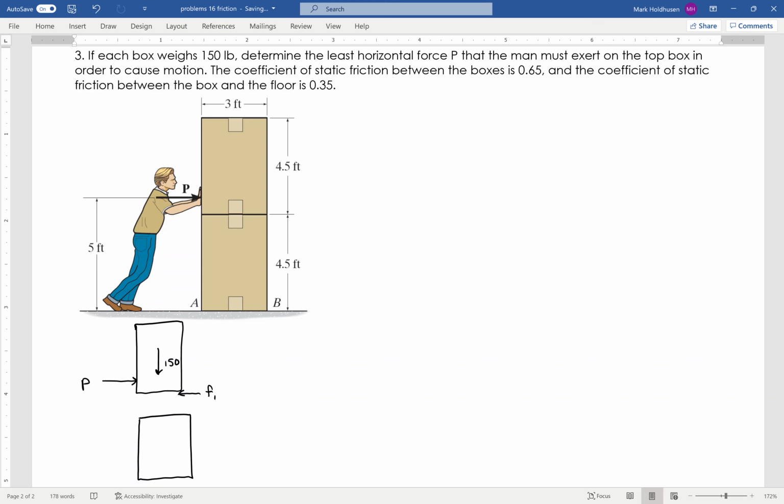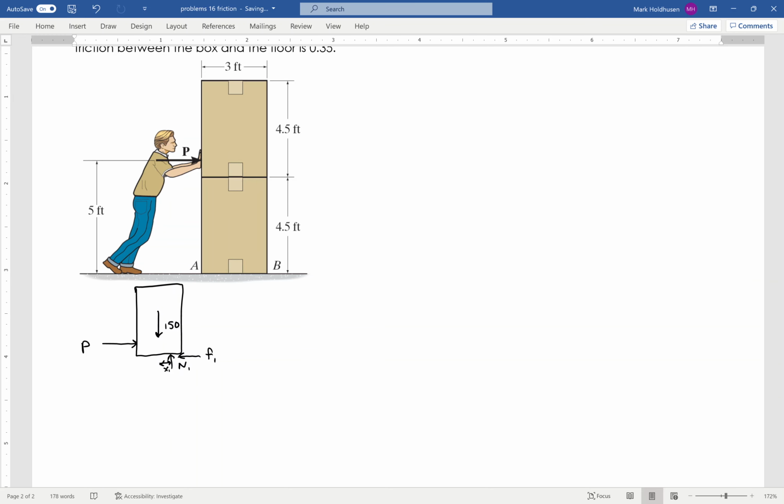Okay. And then similarly, I'm creating that couple between the friction and the applied force. So my normal force is going to shift over. I'll call that normal force 1. Okay. And it's going to shift over some amount that I will call X1. Okay. I'm going to give myself a little bit more space here to draw the bottom guy. Okay, so that's the free body diagram on this one.